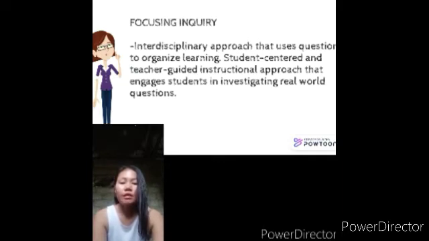Concepts and content are less important than the governing process, conducting an investigation and communicating what was learned to others. The process of inquiry is the organizer, the instructional design, while content is relegated to an ancillary place. Focus inquiry-based instruction is a student-centered and teacher-guided instructional approach that engages students in investigating real-world questions they choose within a broad thematic framework.